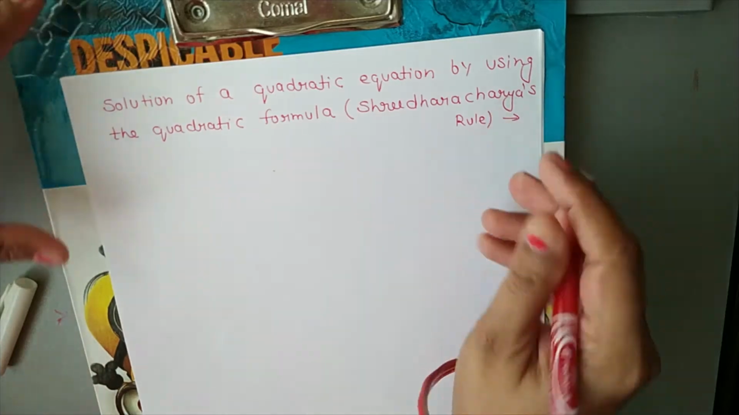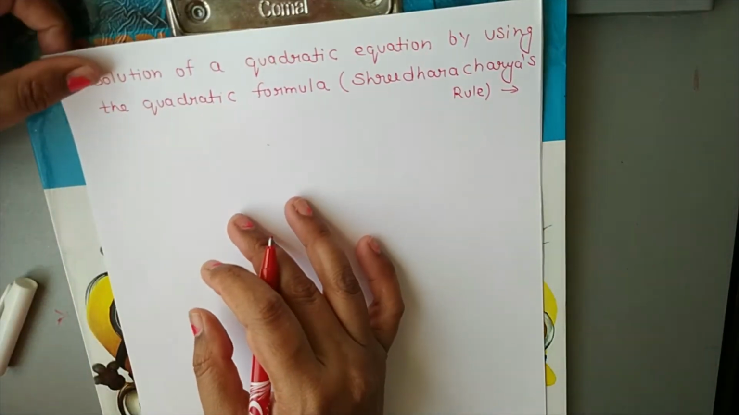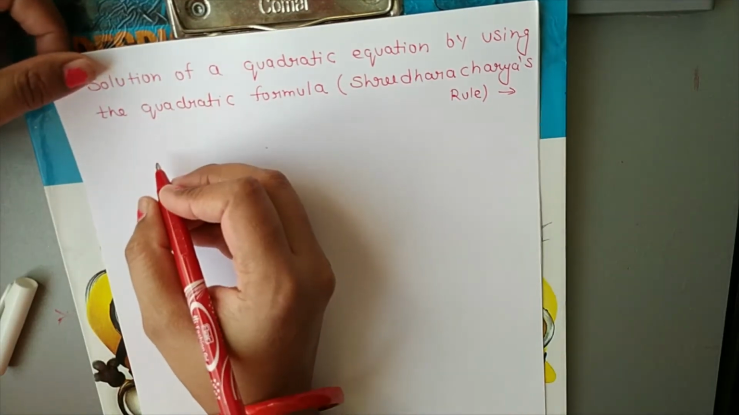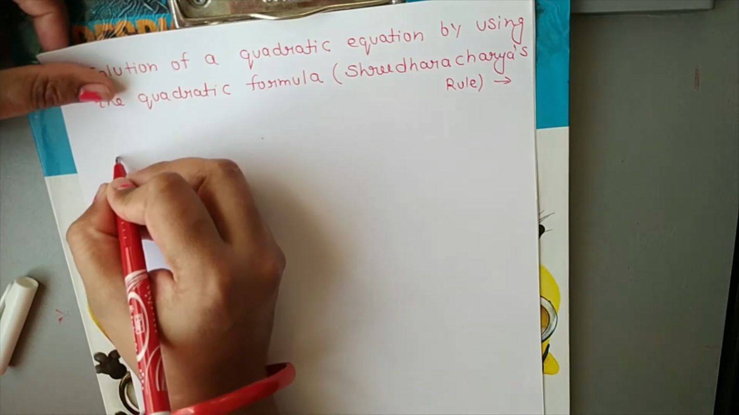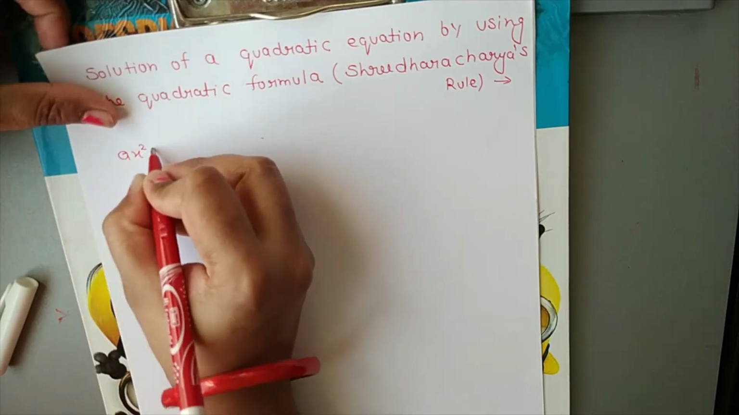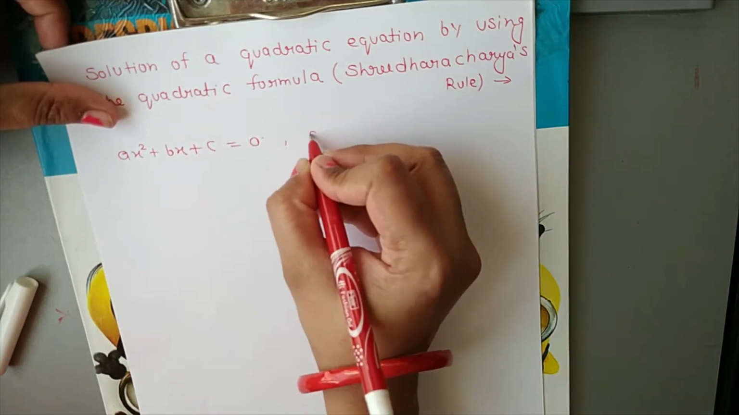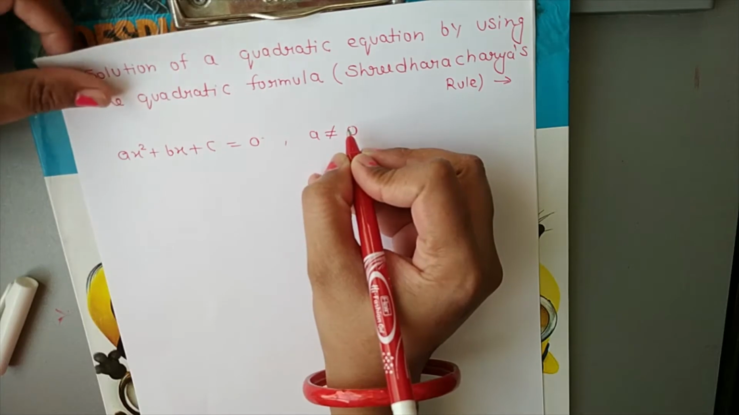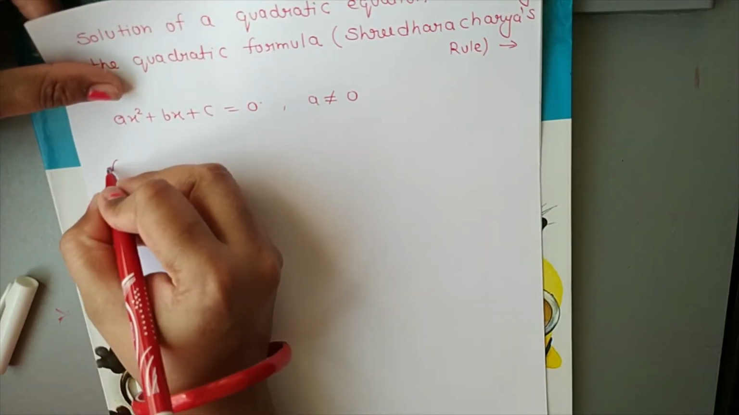In this video we will discuss the solution of a quadratic equation by using the quadratic formula, that is Sridharacharya's rule. Suppose a quadratic equation is given, ax square plus bx plus c is equal to 0, where a is not equal to 0. So there are two roots, alpha and beta.